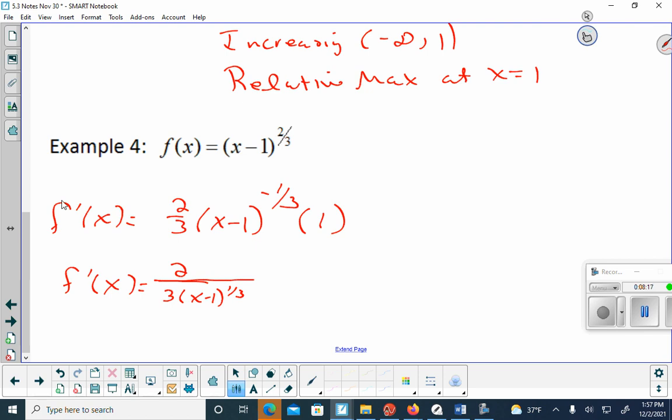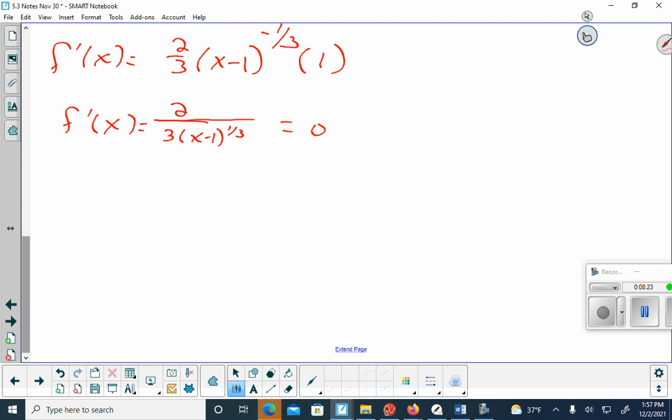Then what do I do with that derivative? Set it equal to 0. So now there are 2 places that I can find critical numbers. One is when the derivative is equal to 0. In a rational expression, the only time it's equal to 0 is when the numerator is equal to 0. So 2 is equal to 0 will never happen. So there are no places where the derivative is equal to 0.